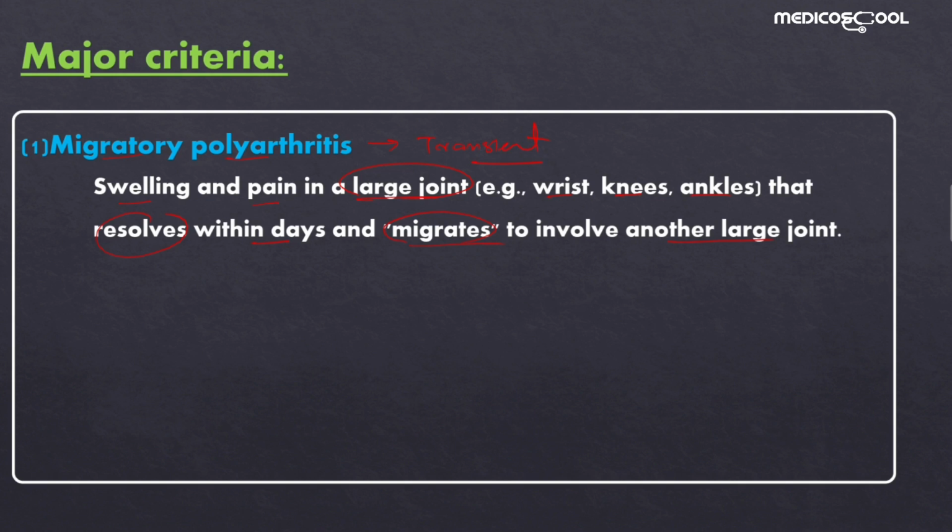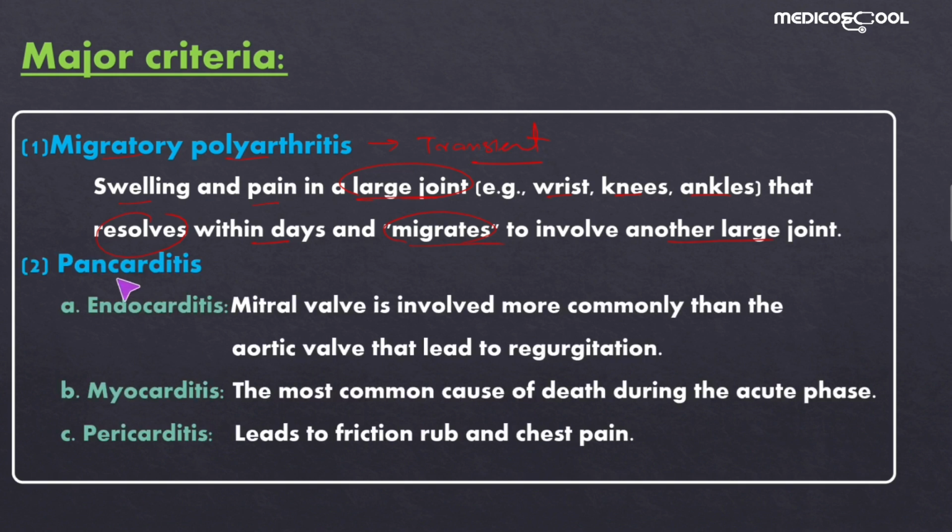The second important feature of the major criteria is carditis. When the whole heart is involved, it is called pancarditis, for example, in the form of endocarditis, myocarditis, and pericarditis. As the heart has three layers, the first is the endocardium, the second is the myocardium, and the third is the pericardium. When all these three structures are involved, it is called pancarditis.